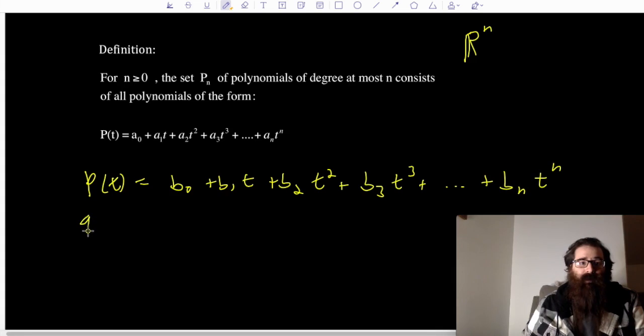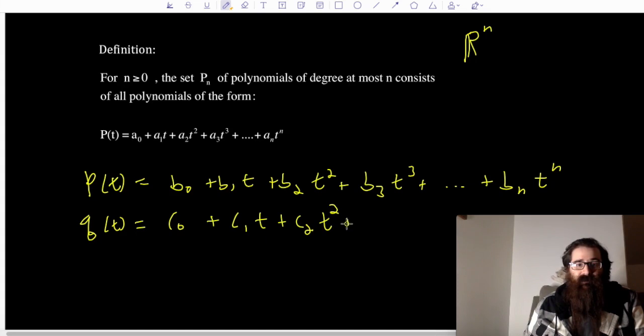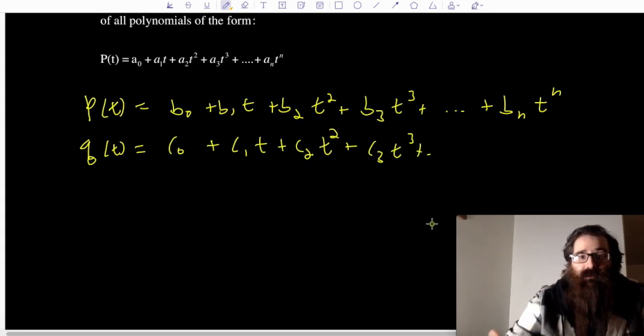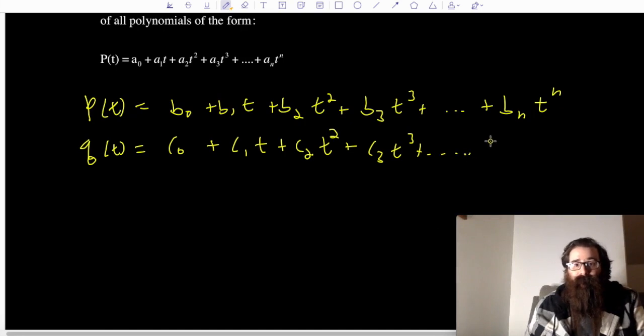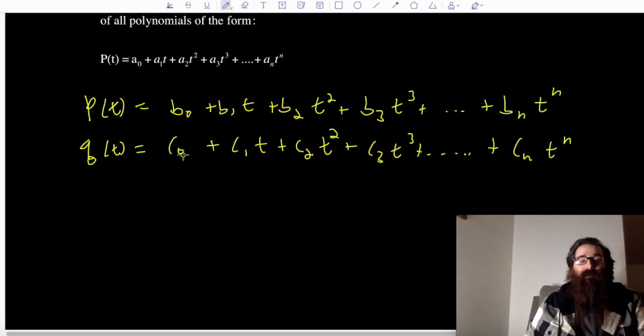And if I take another polynomial, q at t, and say this is of the same form, so some constant c sub 0 plus c sub 1 times t plus c sub 2 times t squared plus c sub 3 times t cubed plus so on and so forth, plus c sub n times t to the power of n. These are both examples of polynomials that meet this description, where all the b values and all the c values are just real numbers. These are both polynomials of degree at most n.